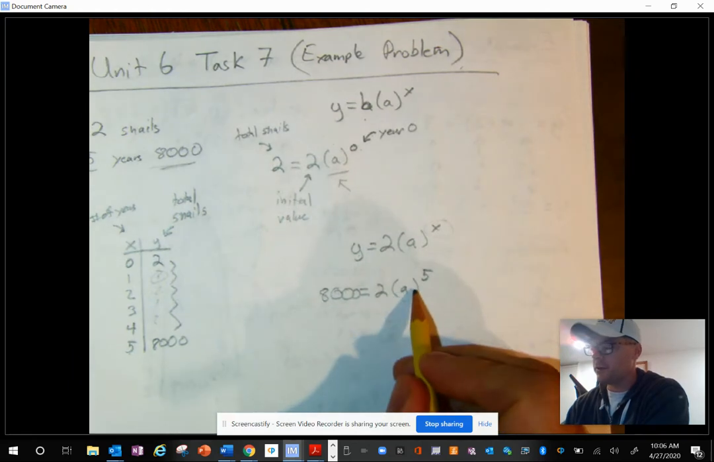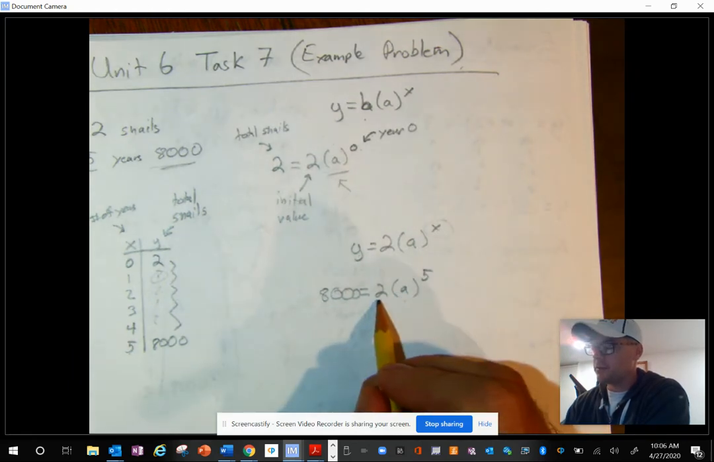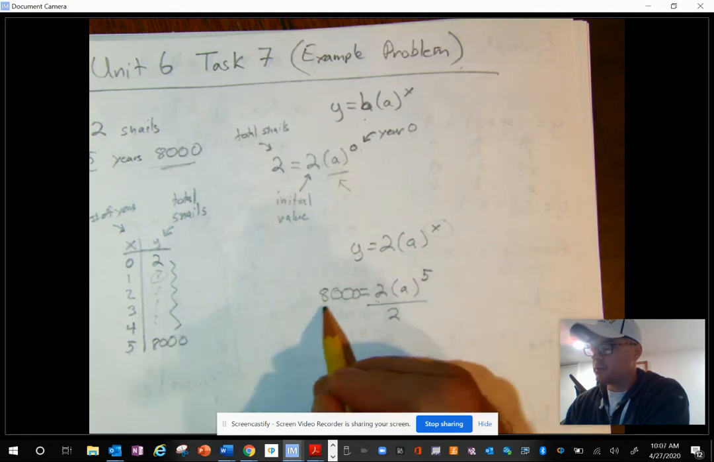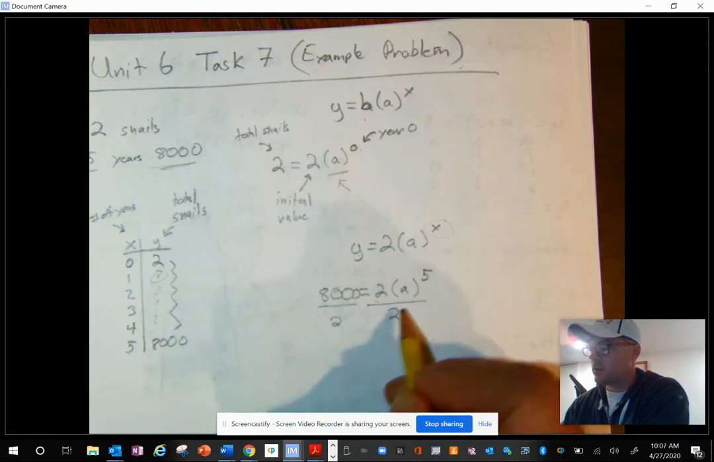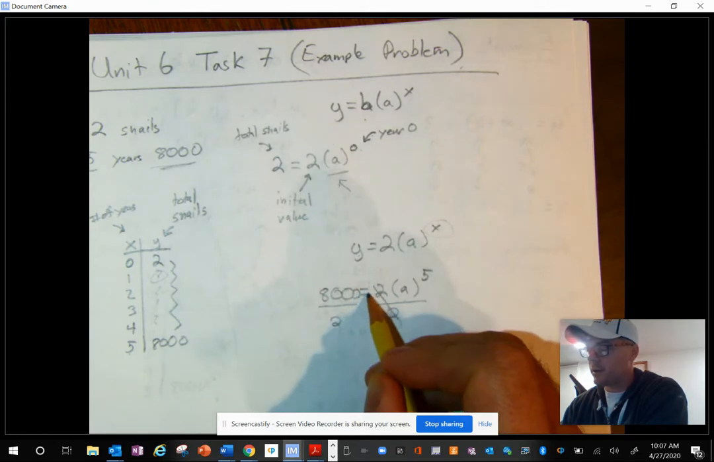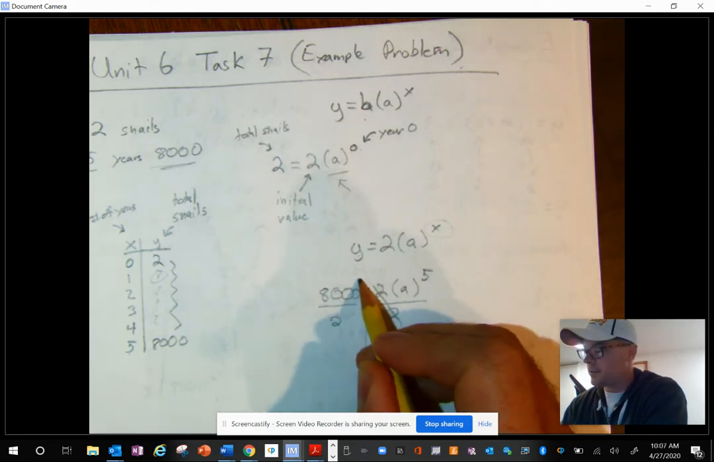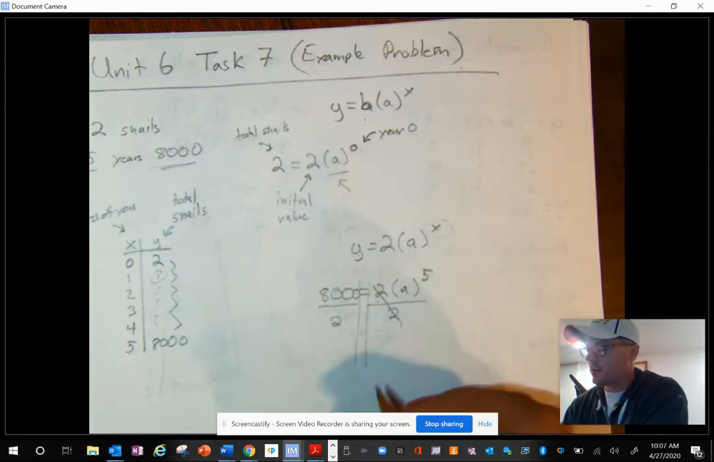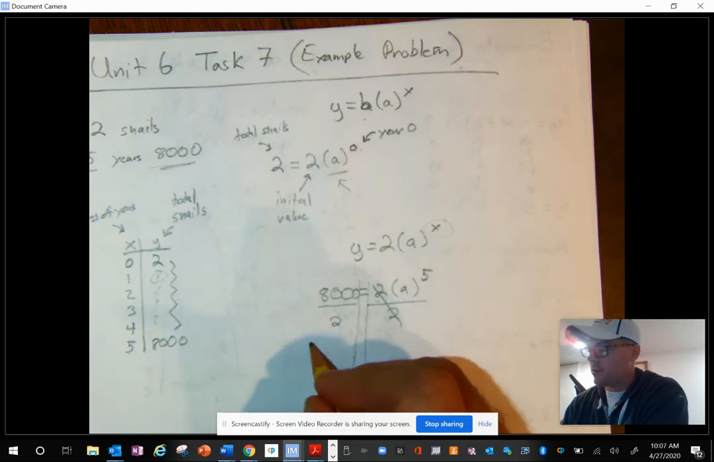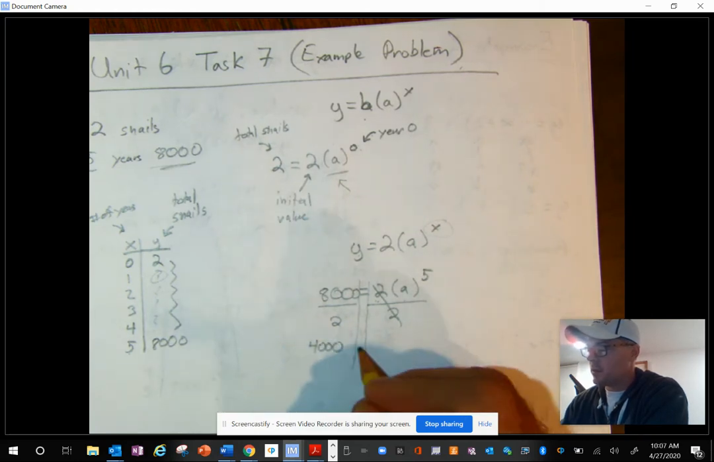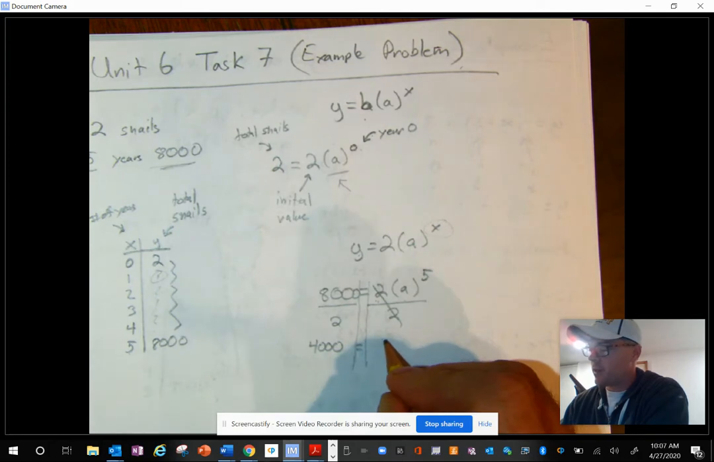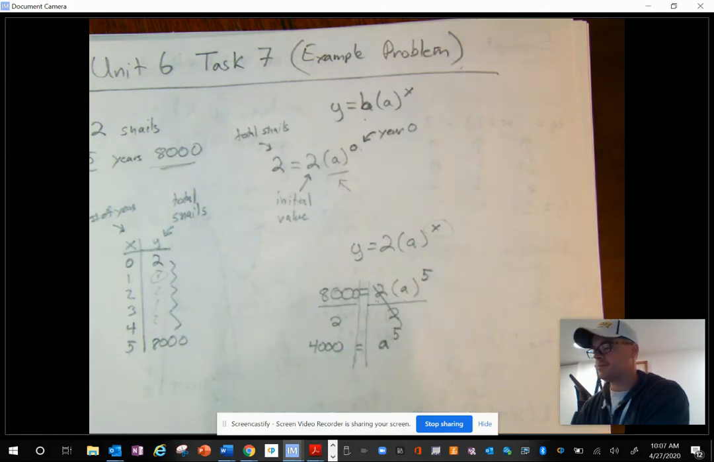So the first thing I'm going to do is undo this times 2. So I'm going to divide this whole thing by 2. Divide this whole thing by 2. Those cross out. I'm going to draw my train tracks in here so you guys kind of understand what's happening. Okay. And that leaves me with 4,000 equals a to the 5th power.